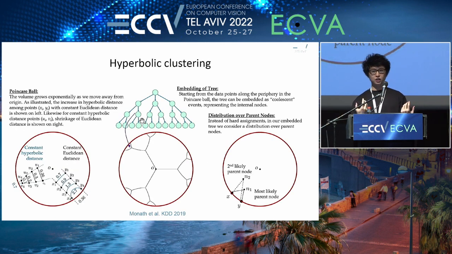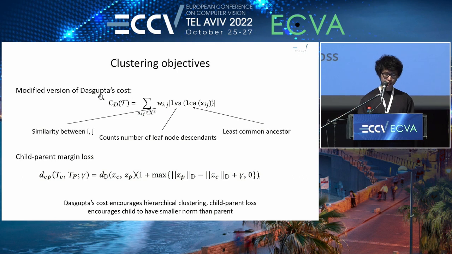So hyperbolic clustering has a very close relationship, perhaps unsurprisingly, to hierarchical clustering. And hierarchical clustering is a bit discrete, but having all the embeddings in hyperbolic space allows us to, say, continuously optimize a hierarchical clustering. And that's the idea of this paper, Monath et al. And the basic idea is to optimize a continuous version of this well-known Dasgupta's loss from hierarchical clustering.